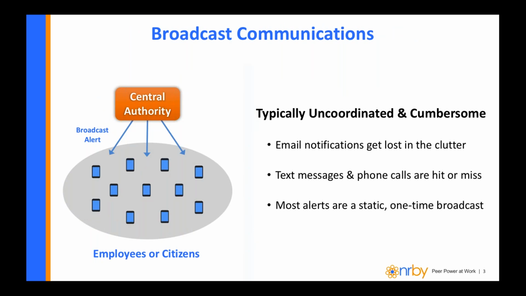And to do that, we started by looking at the way communications occurs when a threat, a hazard, or an emergency first emerges. What does communications look like? It typically takes the form of a single, static, one-time broadcast that comes from one central authority. It might be an email, it might be a text message, it might be a phone call, and email can get lost in the clutter, and text messages and phone calls are kind of hit or miss. And there's really no way for the people who might be exposed to that threat to continuously get updated on, is it getting better? Is it getting worse? Has it been resolved? And they certainly can't help to correct the situation.